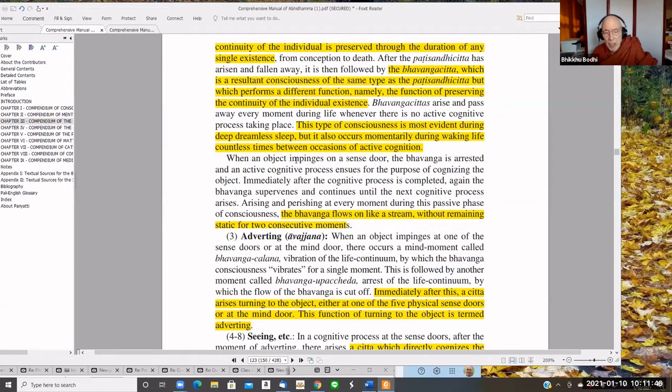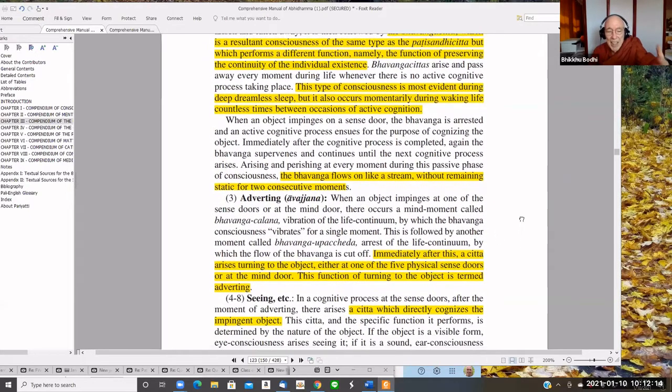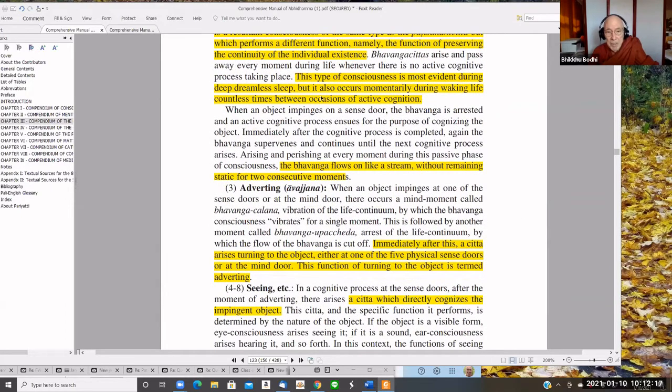And then when a sense object knocks on a sense door, then the bhavanga stops, then an active cognitive process occurs in order to experience the object. Then when that cognitive process is finished, then the bhavanga occurs again until the next cognitive process occurs. And so the bhavanga continues on without remaining static for two consecutive moments.